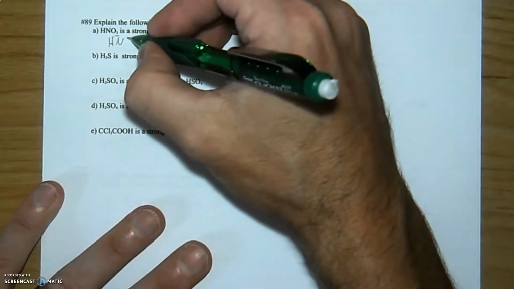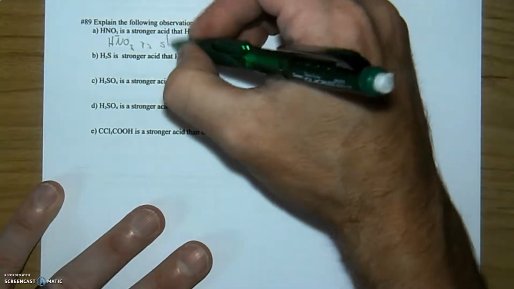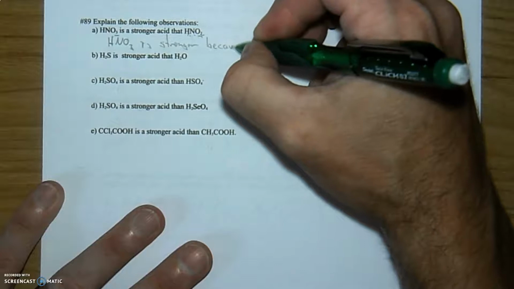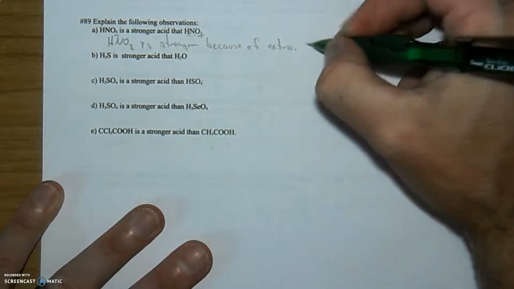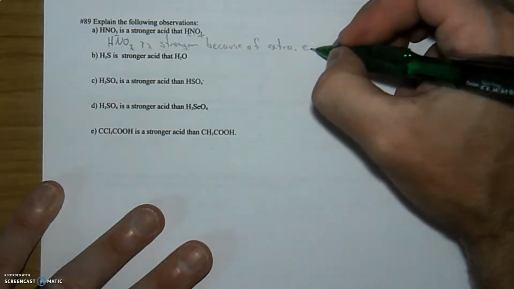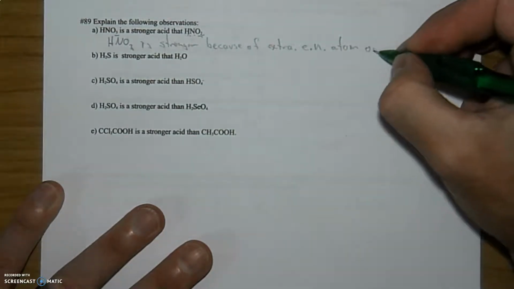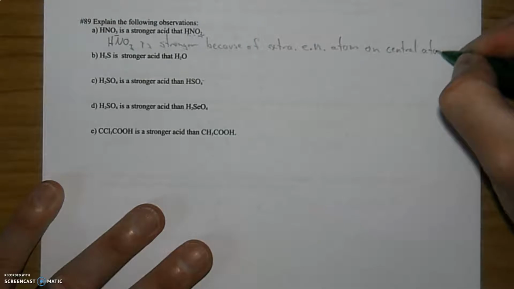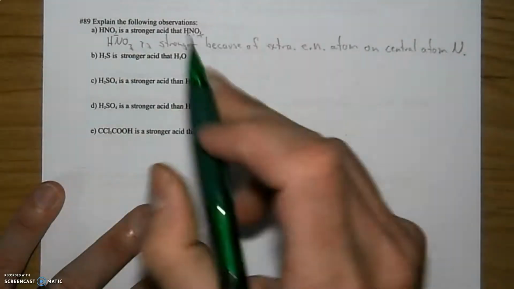So we're going to say HNO3 is stronger because of extra electronegative atom on the central atom, which is nitrogen. So again, it's going to be more easily released. The hydrogen will be more easily released. Let's look at the next one.